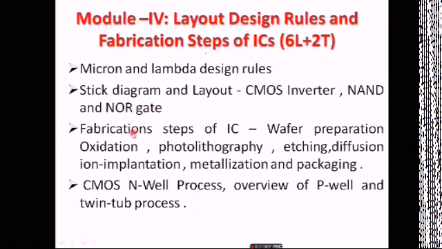Next is the fabrication steps of the ICs: wafer preparation, oxidation, photolithography, etching, diffusion, ion implantation, metallization and packaging. All these methods are very important. And also the differences between ion implantation and diffusion are very important. Next is the CMOS N-well process, with an overview of the P-well and the twin tub process.